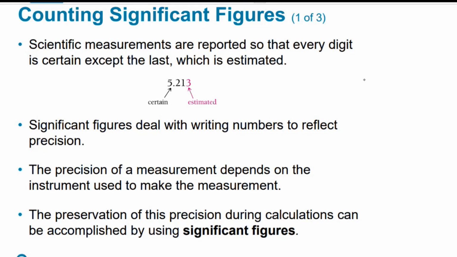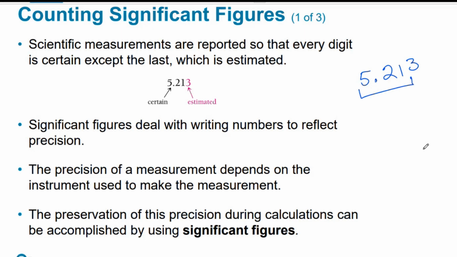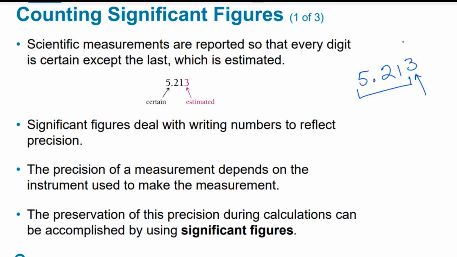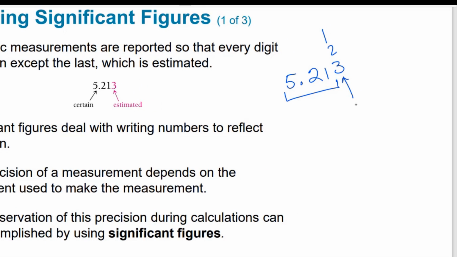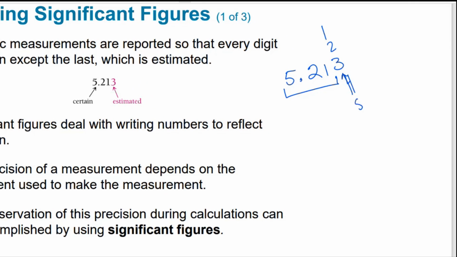So, in other words, if we report a number as 5.213, that means that we know that the 5.21 are correct, but we're not sure if the 3 is correct. This could be 3, this could be 2, this could be 1, this could be 4, this could be 5. We're not really sure about that last digit. And that's because when we measure things, there's never a certainty in that last digit.